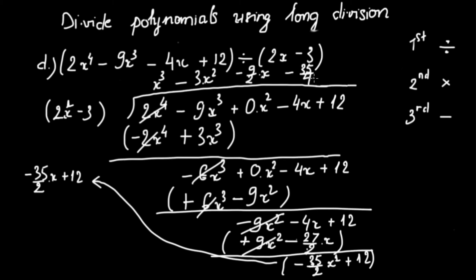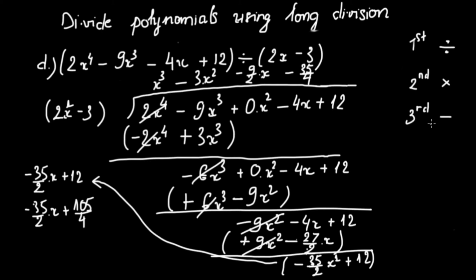Now we multiply minus 35 over 4 times back to the divisor here. Minus 35 over 4 times 2x. You get minus 35 over 2 times x. And minus 35 over 4 times negative 3. You have 105 over 4.